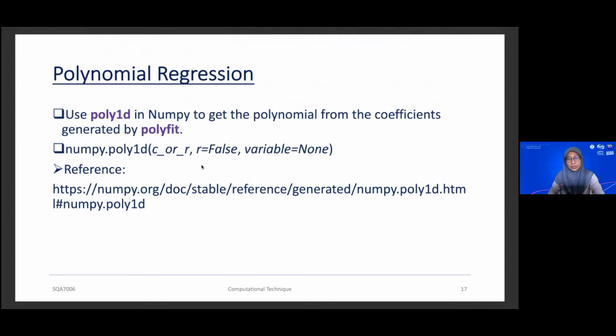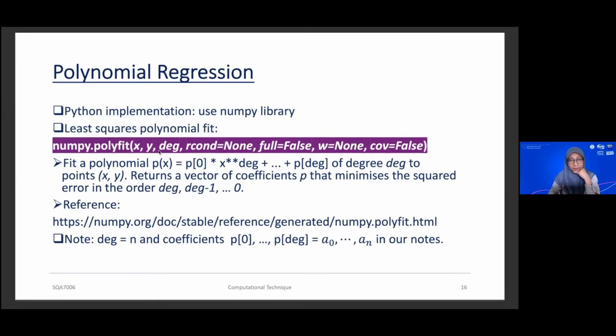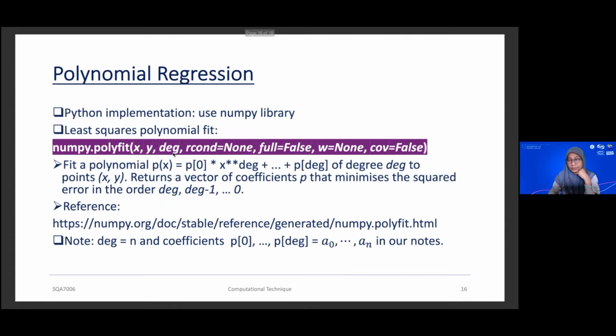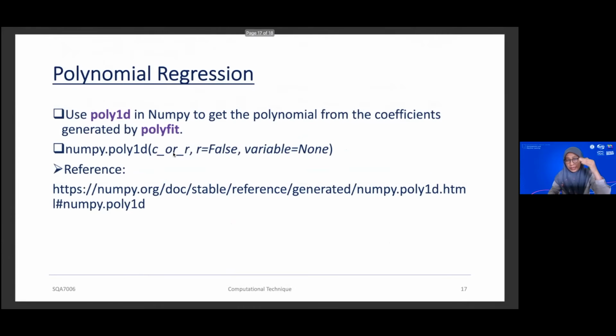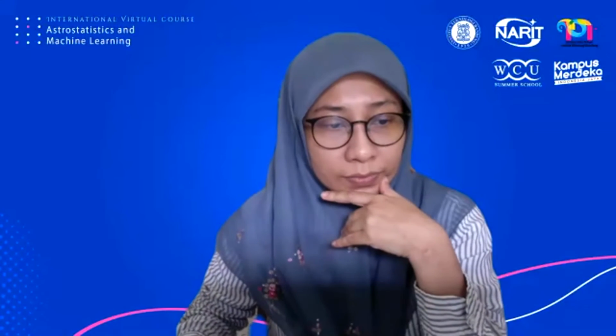Another library that is widely used for polynomial regression is poly1D, and this is also called from NumPy. This is to get a polynomial from the coefficients generated by the polyfit. So this is just the normal polynomial fit. What is the difference between these? Actually, this one is the simplest one, and this one can cater for a certain degree, the n orders. Okay, so this is the first one. I have another tutorial to show you.